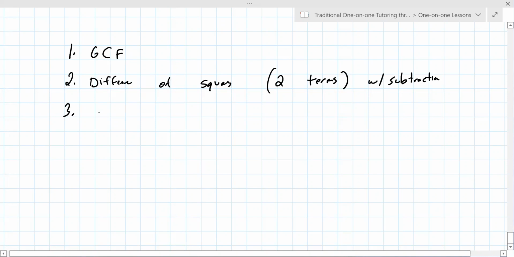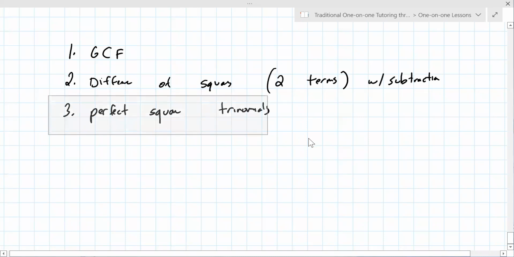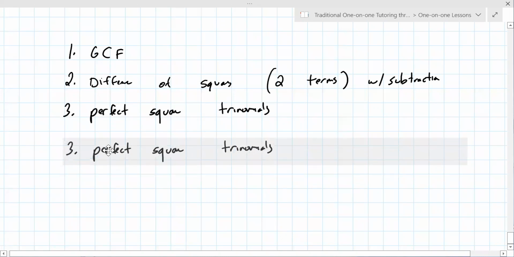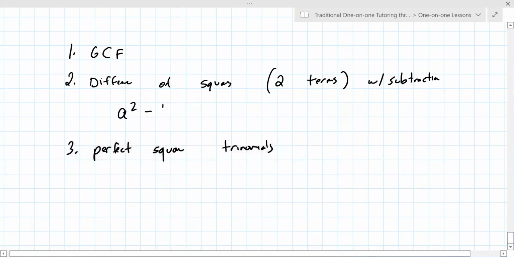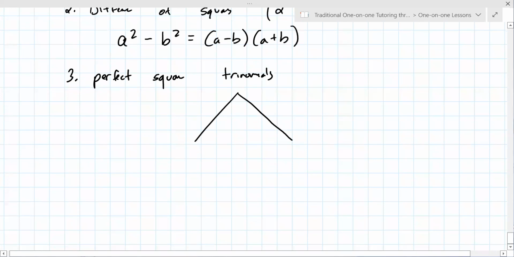The next type of factoring you usually see is what are called perfect square trinomials. Actually, let me back up and give you the formula for a difference of squares. You've already done it, but you have it in your notes. A squared minus B squared becomes A minus B, A plus B. Now, there are two types of perfect square trinomials you'll see. The first is what I call plus plus. It's A squared plus 2AB plus B squared.